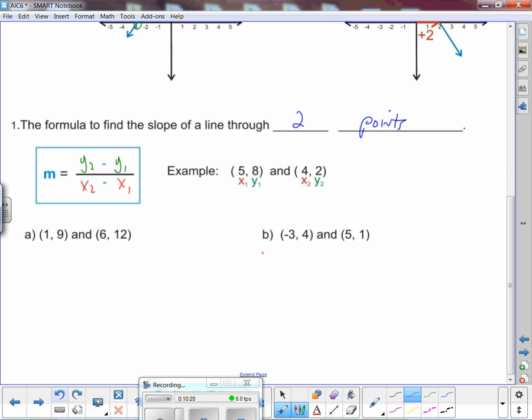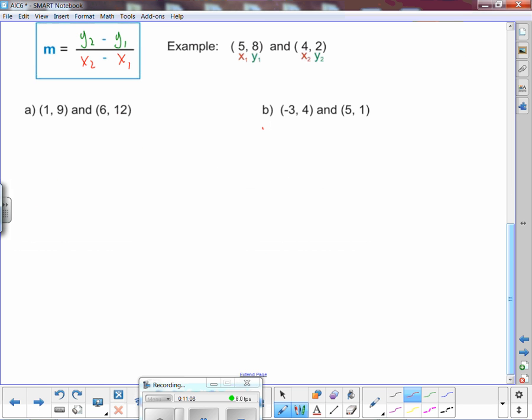Now you might say, how do I know which one to call point 1 and point 2? How would you know? What would the answer be? Anybody know? Graph them? Nope, it's easier. Wesley? Okay, you can always call the first one point 1 and the second one point 2. But in reality, it doesn't matter. It'll work either way. Most students call the first one point 1 and the second one point 2.